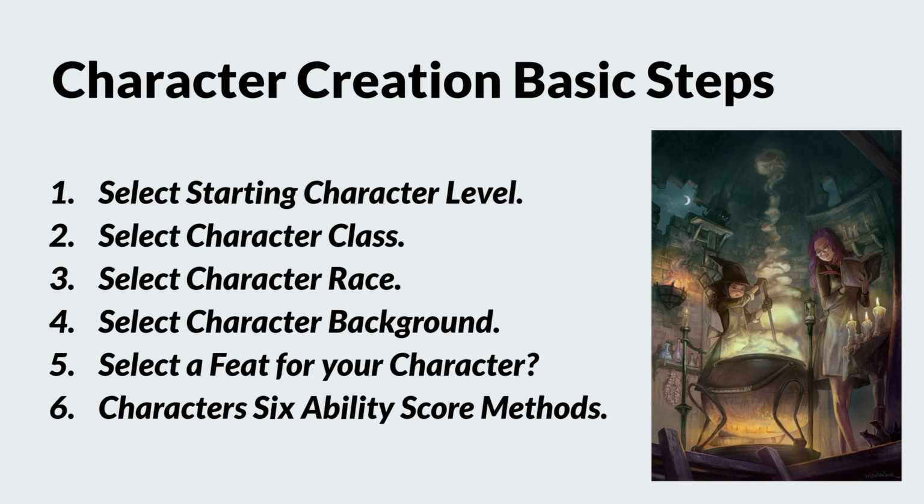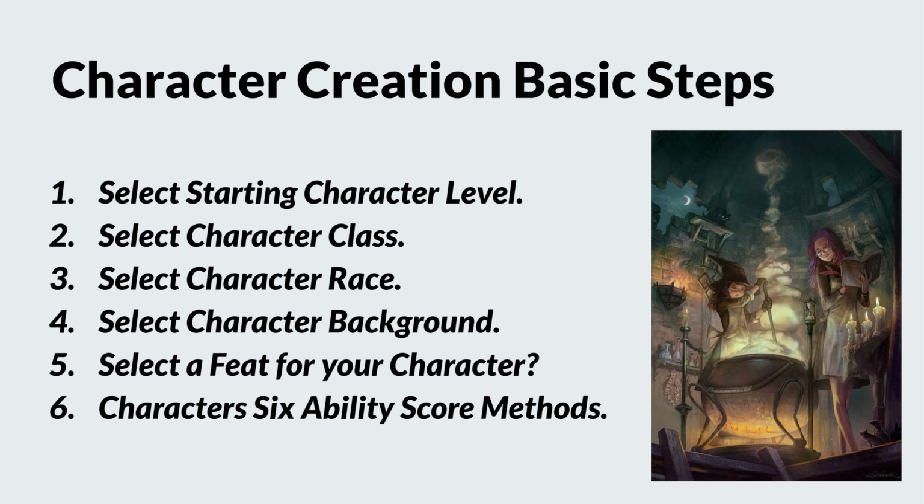And then determine the character's 6 ability scores with the different method that's been approved by your dungeon master. Whatever that method is, whether it be the point buy system, standard array, or rolling dice. And you'll find that those systems and how they work are actually listed in the player's handbook on page 12 and 13. So that gives you the basics around character creation.